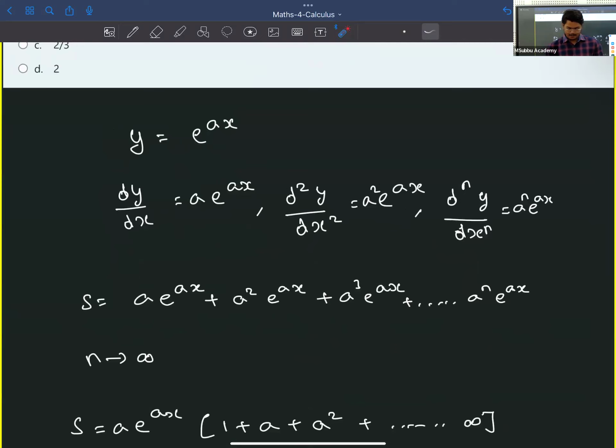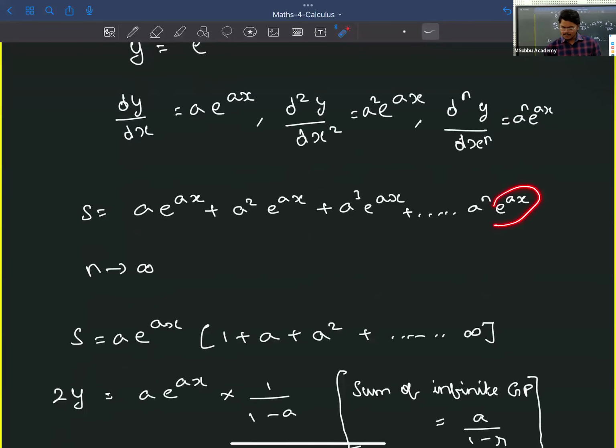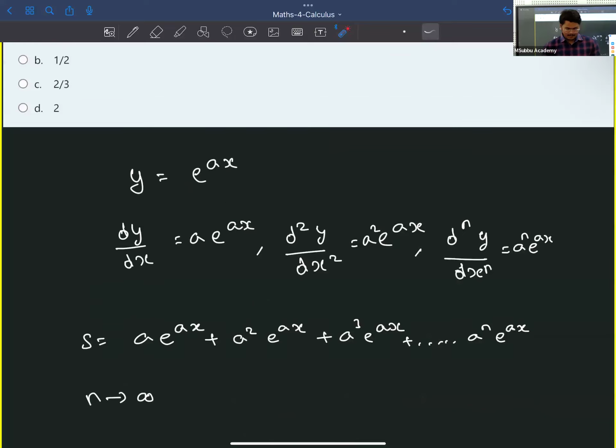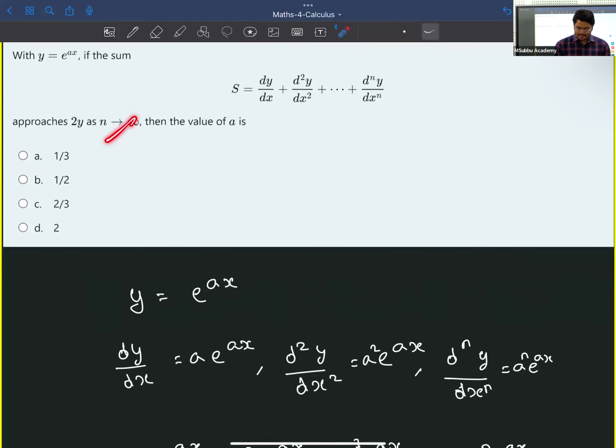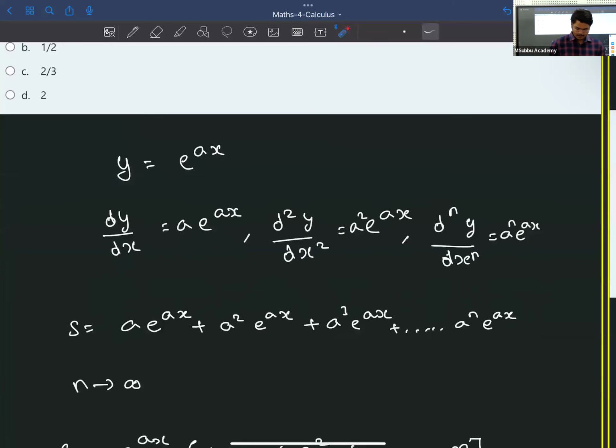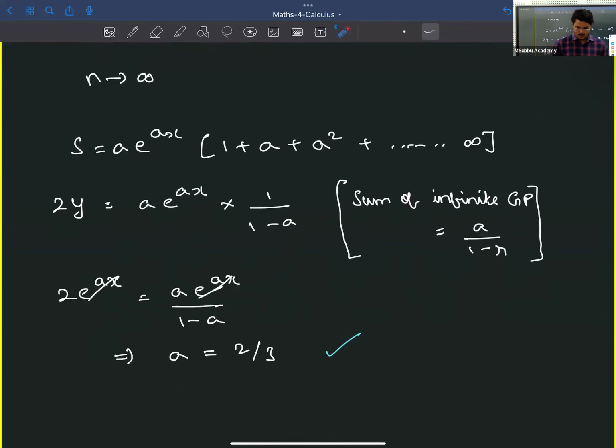So when you substitute, s will be equal to a into e power ax plus a square into e power ax plus a cube and so on, a power n into e power ax. Now e power ax is the common term in each and every term, so directly take e power ax common and take a also common. So what we get? 1 plus a plus a square and so on till infinity. Why are we taking it as infinity? As n tends to infinity, the s value will become 2y.